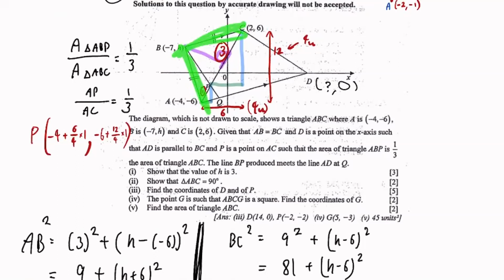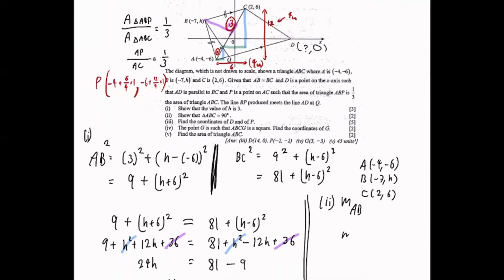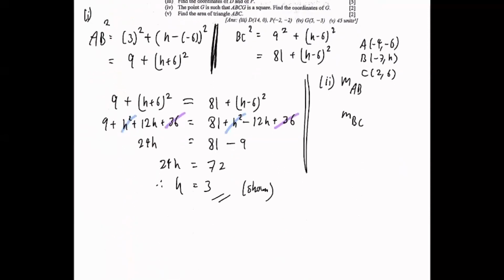Equal times equal minus 1. Very good. Very fast. Okay. So MA, let's draw a line. Part 2, just now was part 1. Part 2, MAB. We already know the coordinates. I'll just write down the coordinates first. A is -4, -6. B is -7, H. Then C is 2, 6. We want to find MAB and MBC. Then show that the product equals -1.